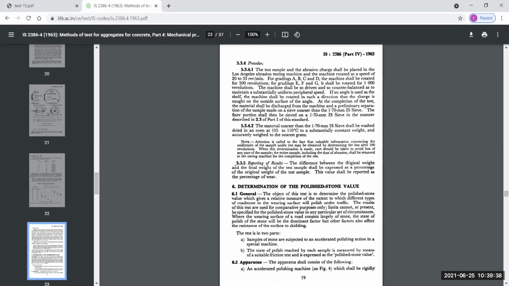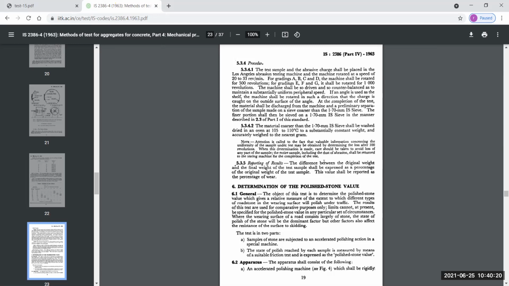And for gradings E, F and G, we rotate our Los Angeles Abrasion testing machine for 1000 revolutions, because this aggregate is strong, so we give a larger number of revolutions. The machine shall be so driven and so counterbalanced as to maintain a substantially uniform peripheral speed. If an angle is used as the shelf, the machine shall be rotated in such a direction that the charge is caught on the outside surface of the angle.